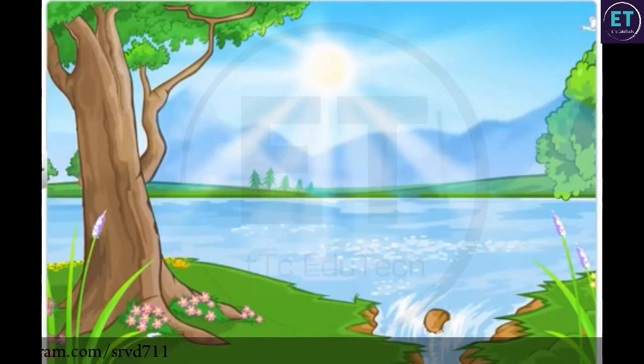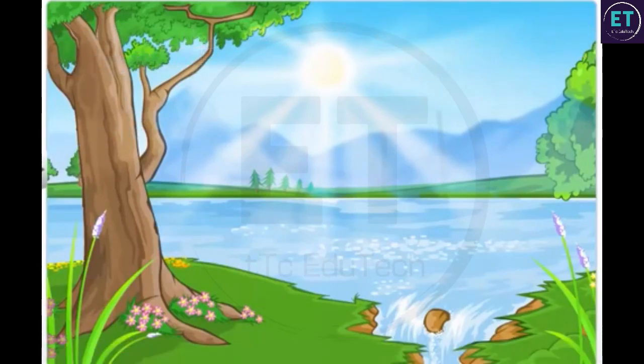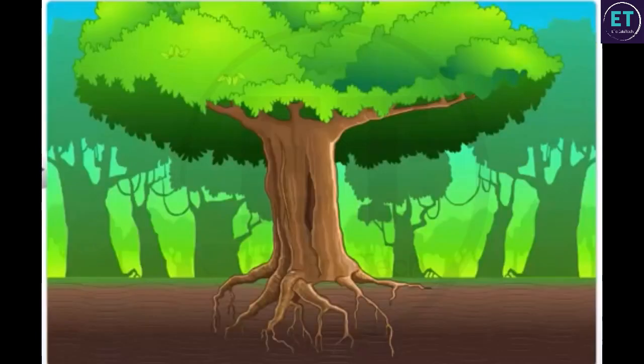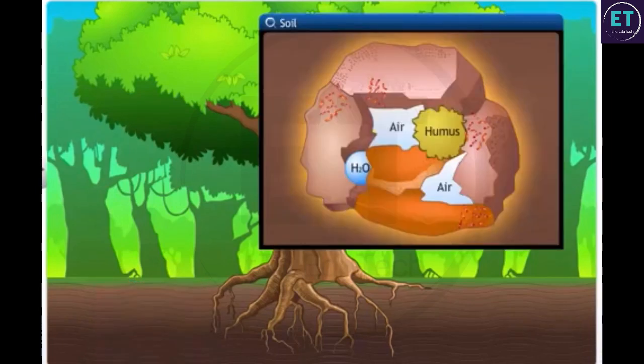Like air and water, soil is another important natural resource that supports life. You must have seen different types of soil, but do you know what it really is? Soil contains soil particles, humus, and living organisms. Humus determines the quality of soil.